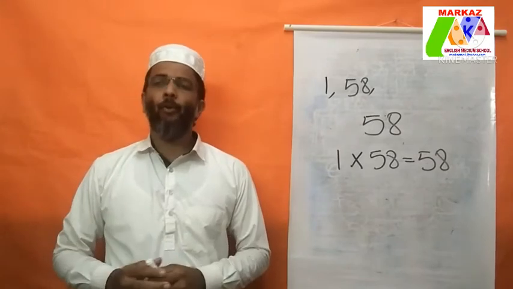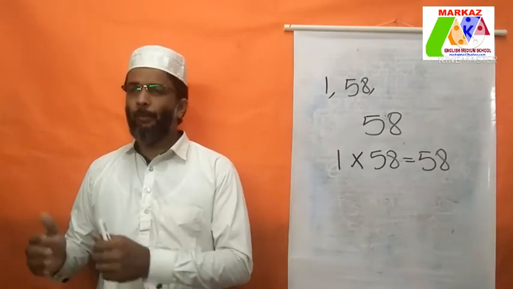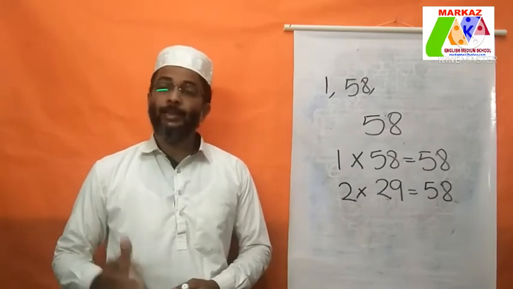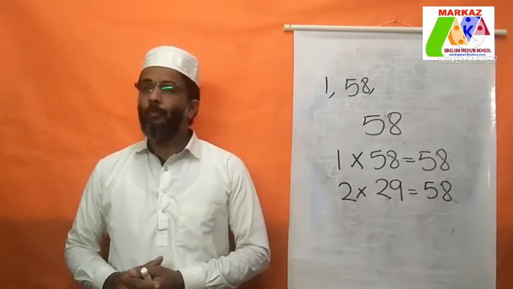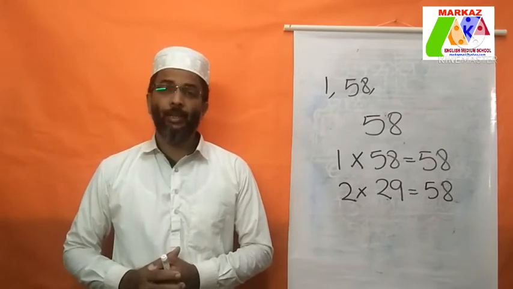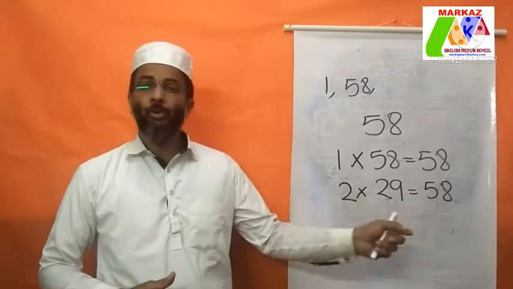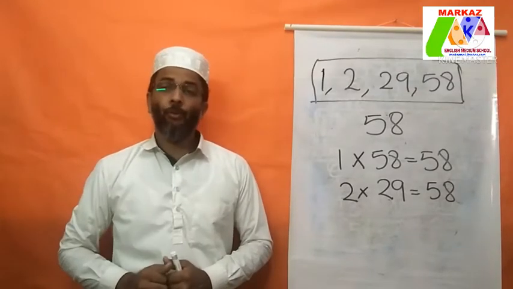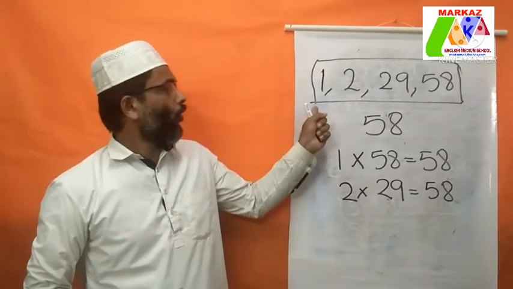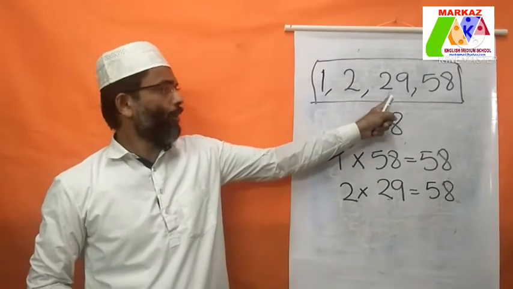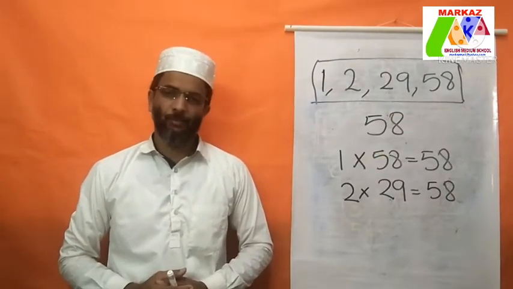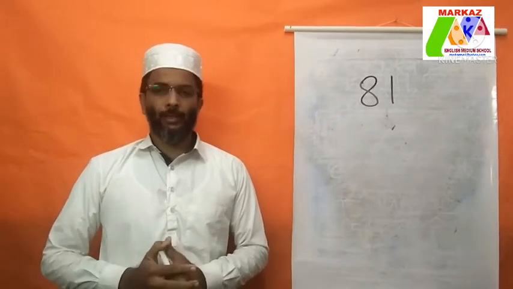The second pair of numbers which gives the product 58 is 2 into 29, which is equal to 58. Thus the factors of 58 are 1, 2, 29 and 58. Is it clear? Let us solve one more example.